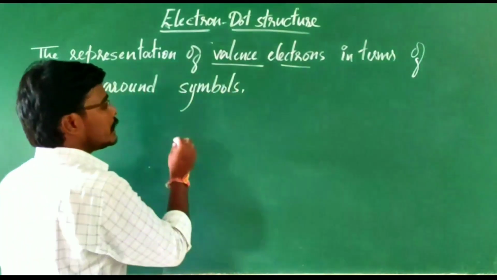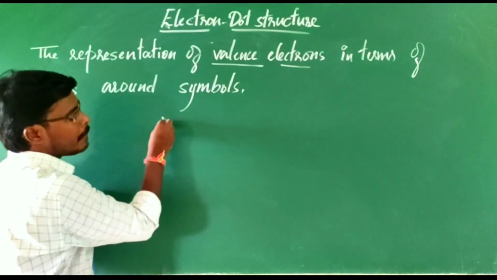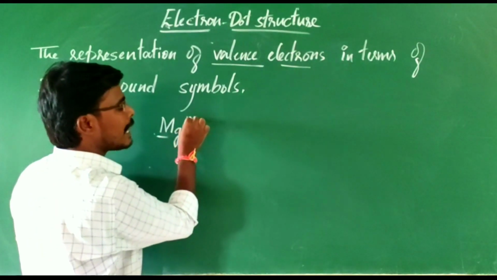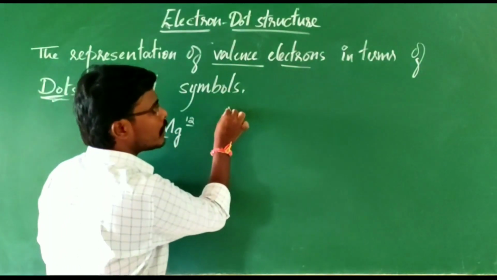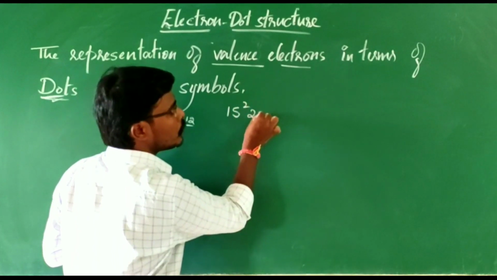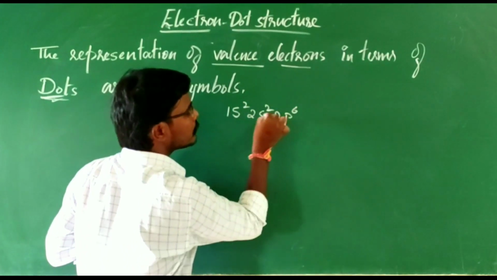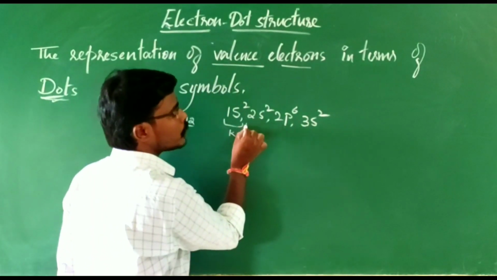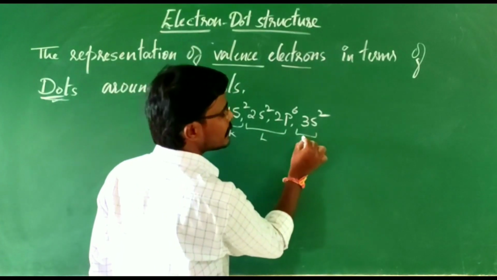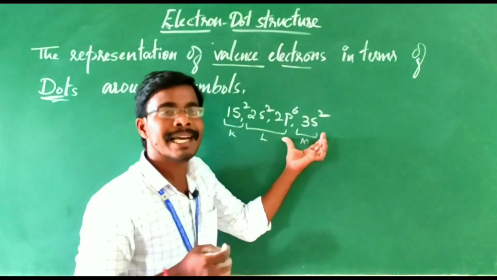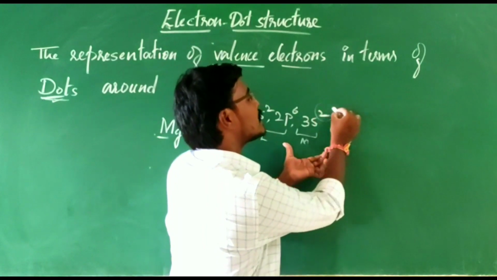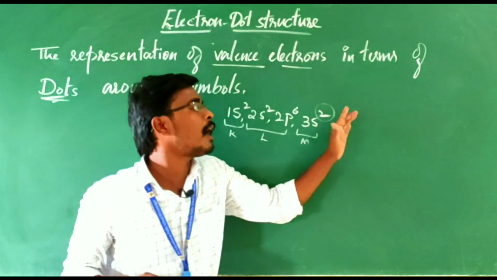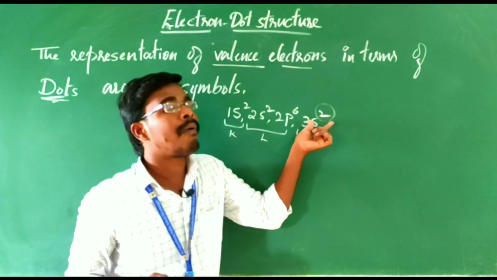For example, look here. If you take magnesium as an example, magnesium has atomic number 12, and the electronic configuration is 1s2, 2s2, 2p6 and 3s2, which is the outermost shell here. 1s is the K shell, 2s and 2p is the L shell and 3s is the M shell. The outermost shell here is the M shell, and how many electrons are present? 2 electrons.